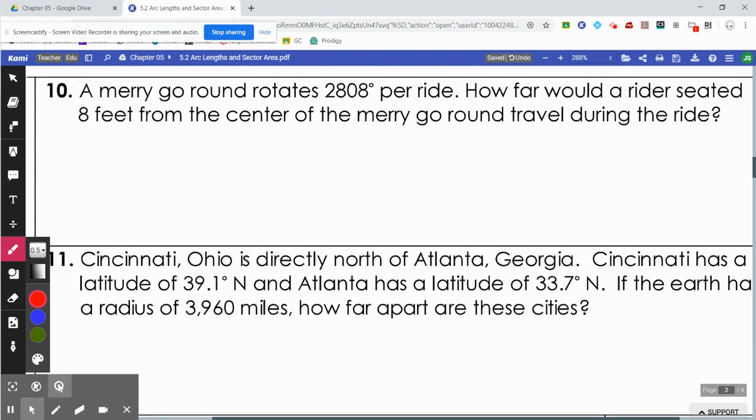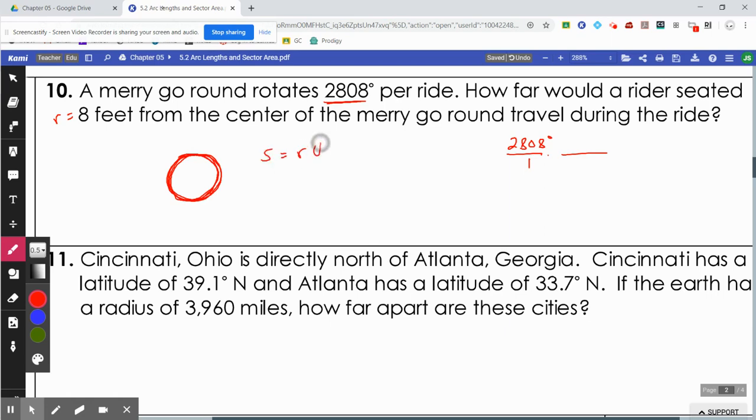Number 10 says a merry-go-round rotates 2,808 degrees per ride. Now, obviously, 360 is one rotation. How far would a rider seated 8 feet, so that would be from the center, that'd be a radius, how far would they travel during the ride? So now this arc length formula works for arcs greater than a full rotation as well. They're going to go around 2,808 degrees, which is several rotations. Well, first off, we've got to change that 2,808 degrees into radians so that it'll fit into our formula of S equals R theta.